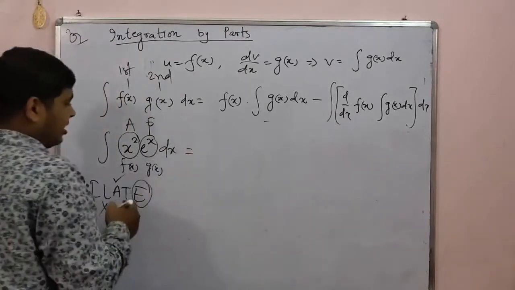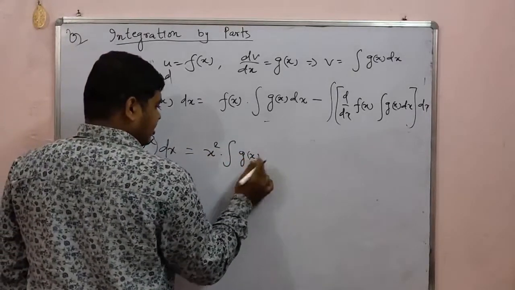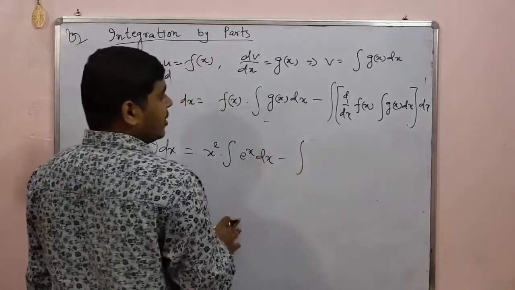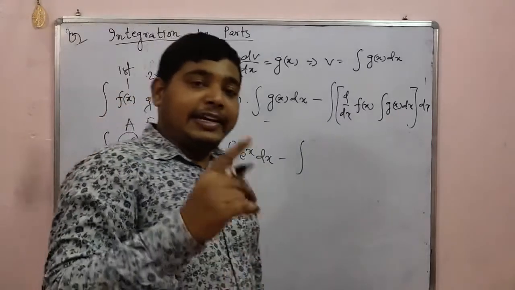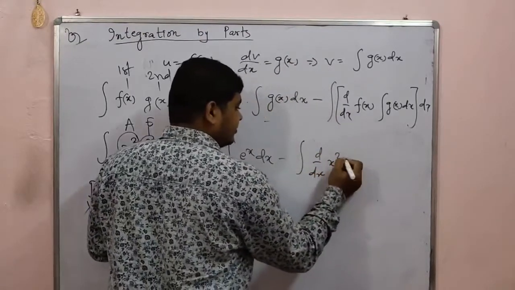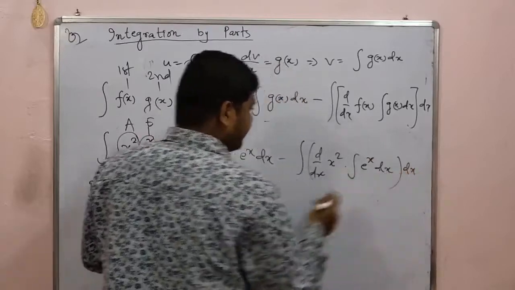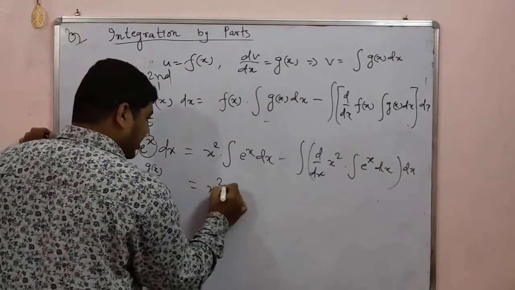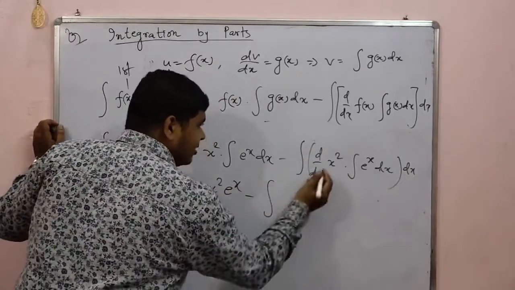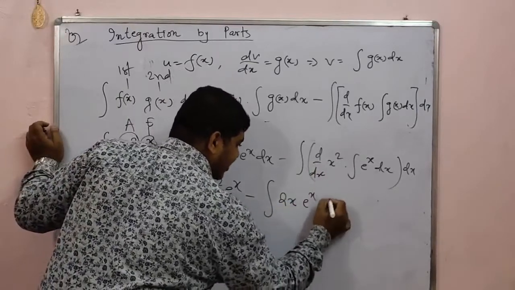So by using the formula, we get f of x, that is x square, into integration of g of x, that is integration of e to the power x dx, minus integration of derivative of f of x, meaning derivative of x square, into integration of g of x, that is integration of e to the power x dx, whole dx. So this is equal to x square into the integration of e to the power x, which is e to the power x, minus, derivative of x square is 2x, into integration of e to the power x dx.